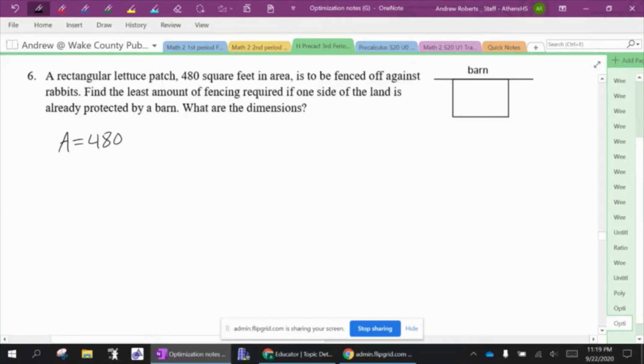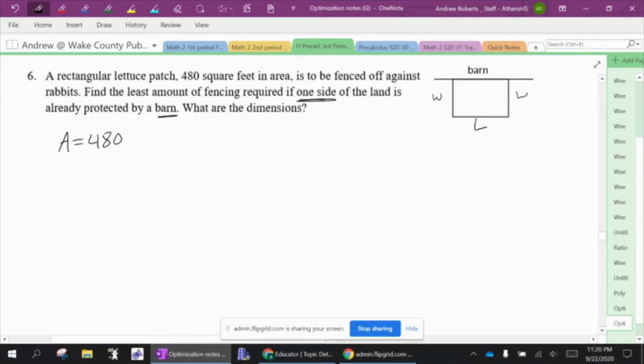It's going to be fenced off to protect it from rabbits. Find the least amount of fencing required if one side of the land is protected by a barn. So the only sides we're going to worry about are, we call this width and length. That's all I've got to worry about. The barn is the other piece. Okay.